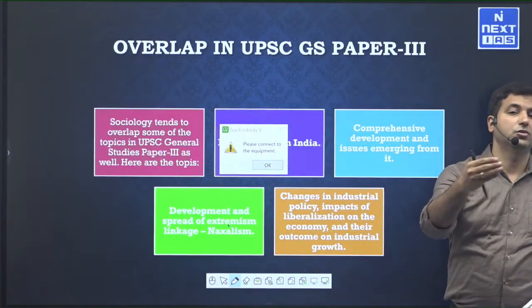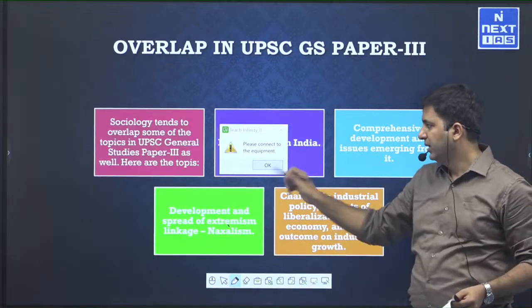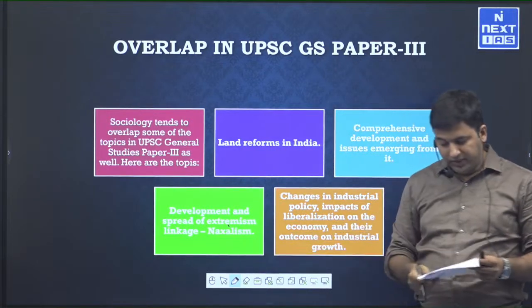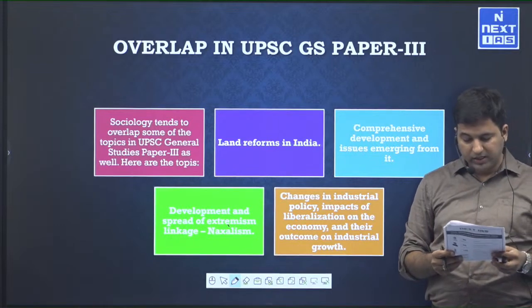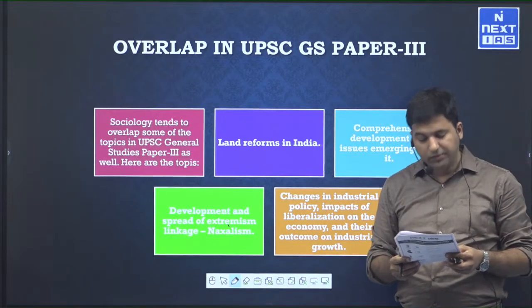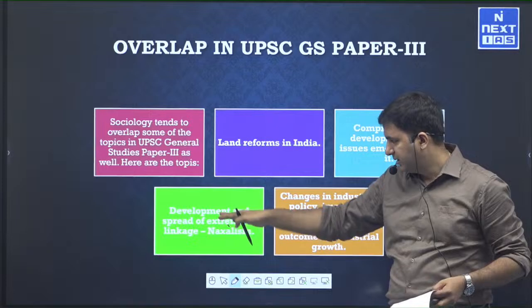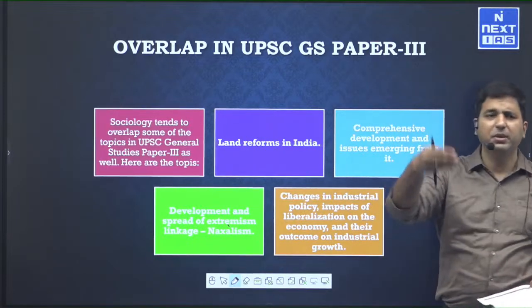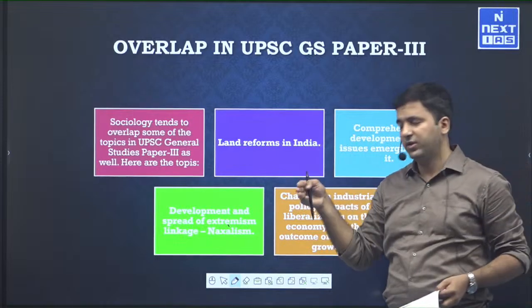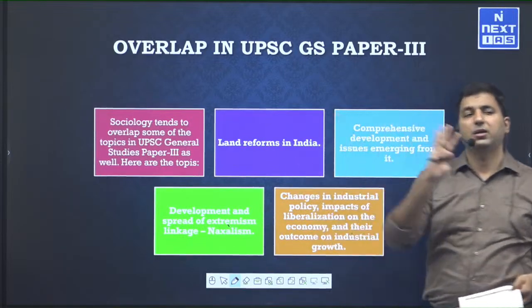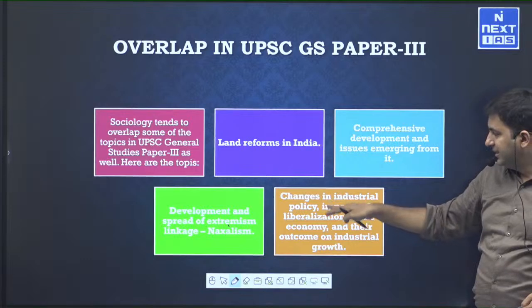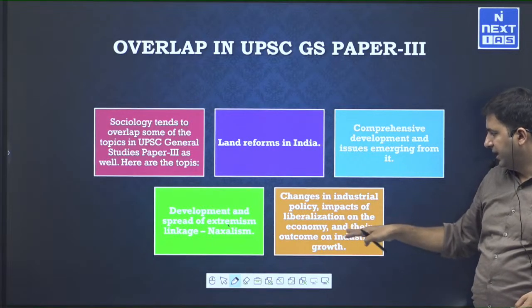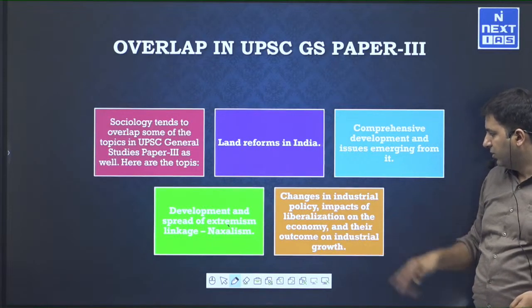Whatever crisis has basically come from development, inside it we will discuss displacement, environmental problem and sustainability, along with that ethnic conflict. That is how we will cover Naxalism and extremism. And in Marx also we cover how Marxism is different from Maoism. So Naxalism is a part of Maoism only. Then changes in the industrial policy and impact of liberalization on the economy and their outcome and industrial growth.